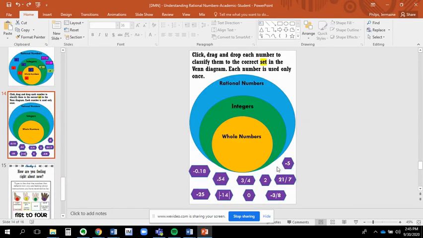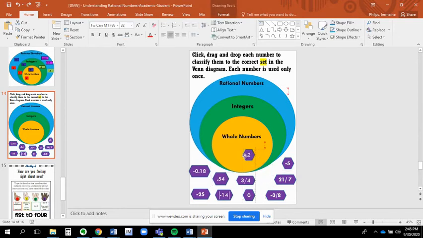So let's take a second to classify these. We're going to do one together. Let's do 2. So 2 is a rational number because I know I can write it as a fraction or a decimal. I can write it as 2/1 or 2.00. It's also an integer because it's a whole number that's positive or negative, but it's also a whole number because it's 0 or greater. But the best place to put it is as a whole number because it's inside of all of the circles. You guys classify the rest.